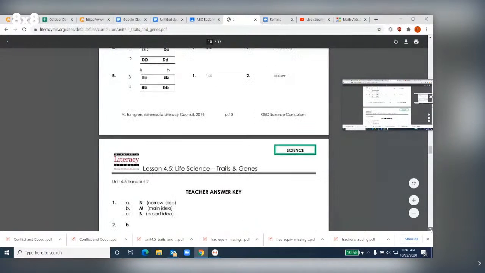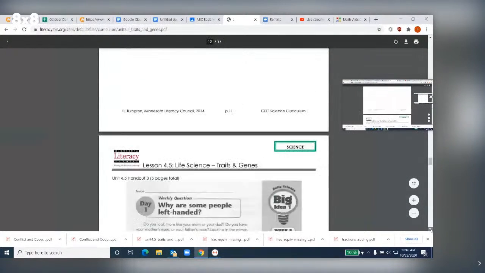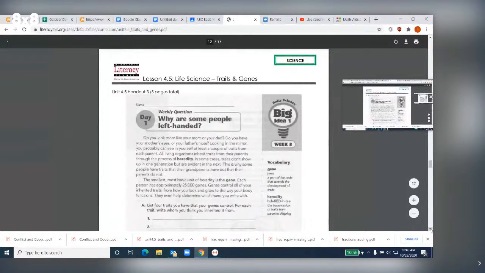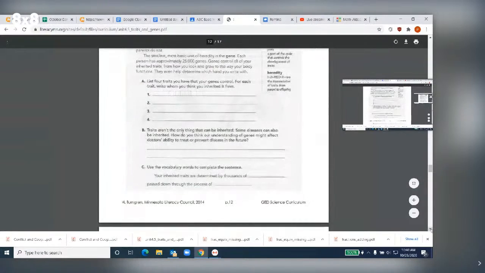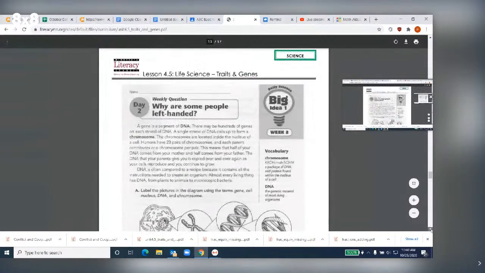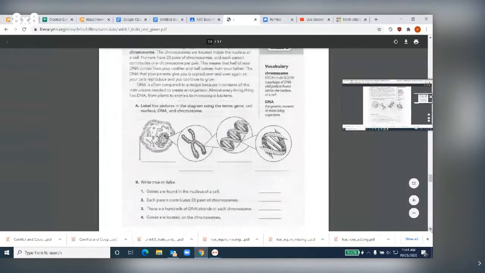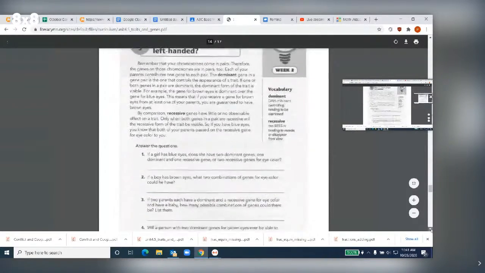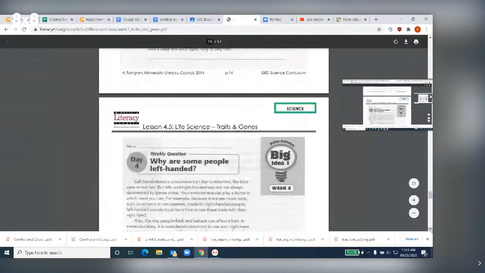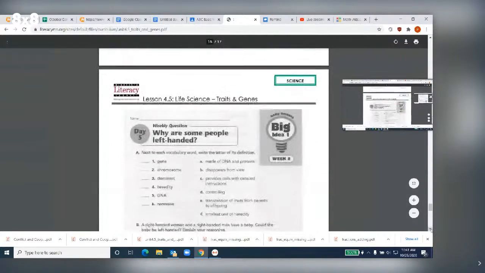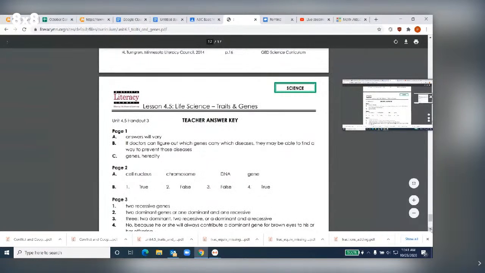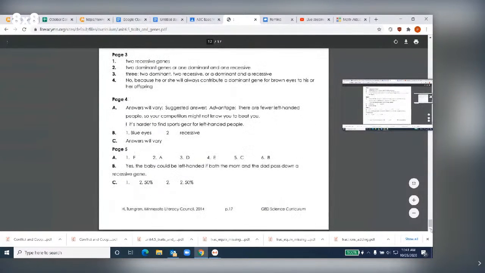And here are just the answers to that. This one talks about why some people are left-handed. I'll let you read that on your own. There are some questions to go with that. And this talks about the DNA of why people are left-handed, with more questions. It's just 4 short readings, and then you're going to answer these questions. If you get stuck, all the answers are right down here at the bottom.